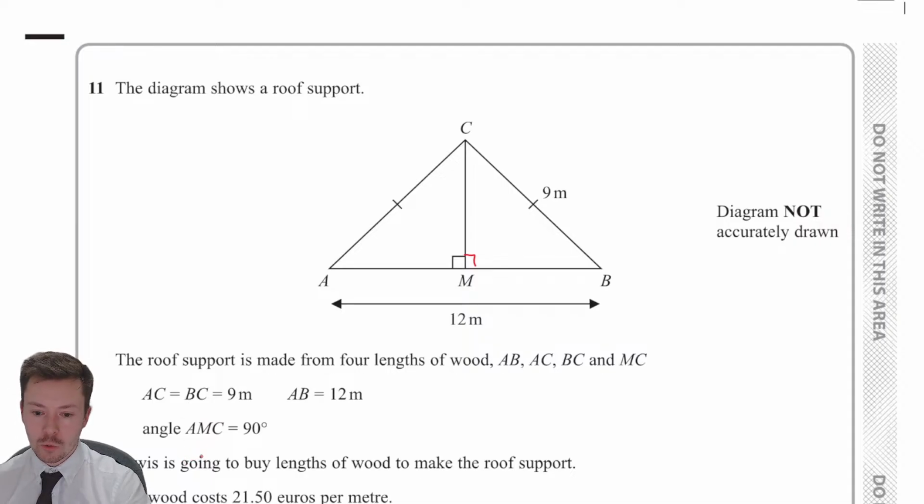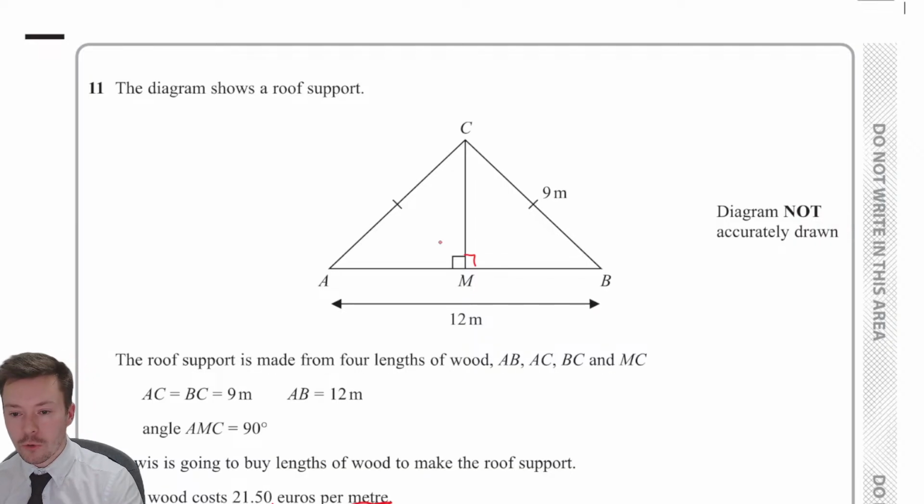Lewis is going to buy lengths of wood to make the roof support. The wood costs €21.50 per metre. Each length of wood he buys has to be a whole number of meters, okay? So basically what that means is we're going to have to round up to the nearest meter. We're always going to have to round up. We couldn't buy 7.6 meters, we'd have to buy 8. Work out the total cost of the wood Lewis needs to buy, show your working clearly.